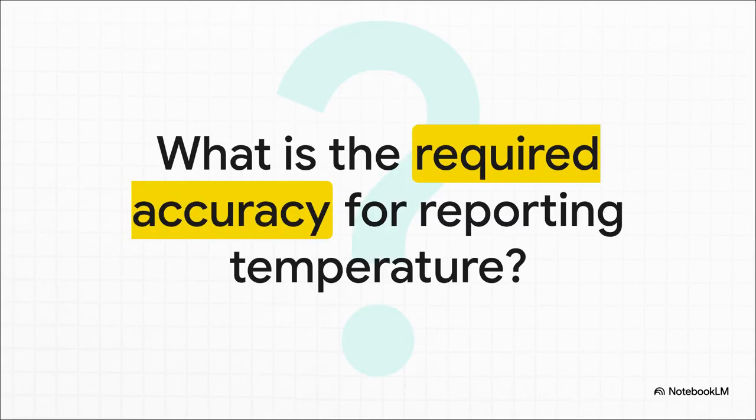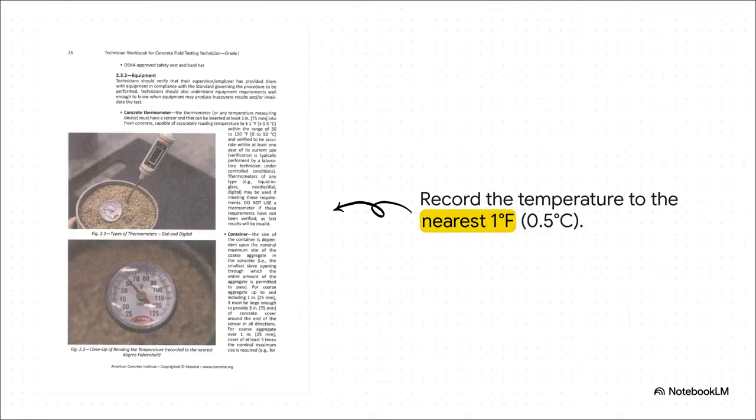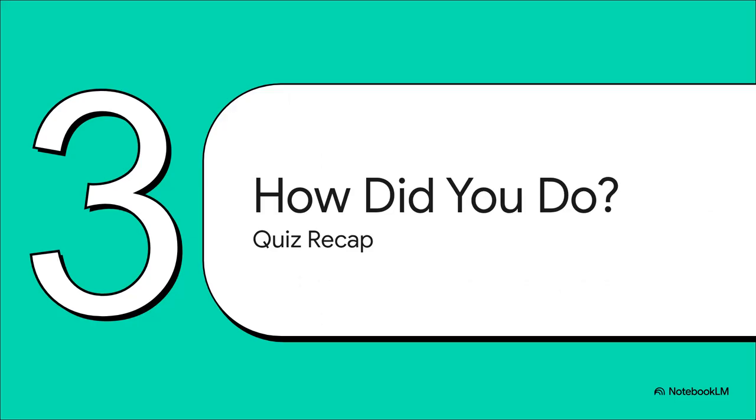All right, last question for this round. We know that in this line of work, precision is everything. So when you go to write down that temperature, how accurate does your number need to be? You've got to record and report that temperature to the nearest 1 degree Fahrenheit, or if you're using Celsius, to the nearest ½ degree. Getting close just doesn't cut it. It has to be exactly to that specified accuracy.